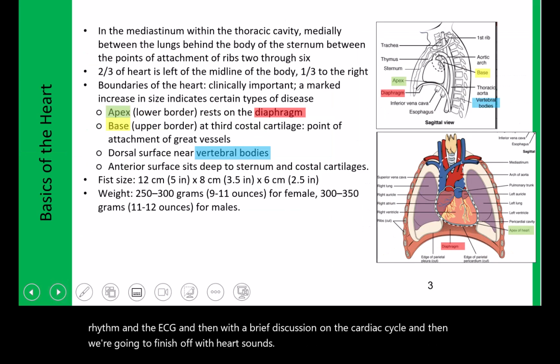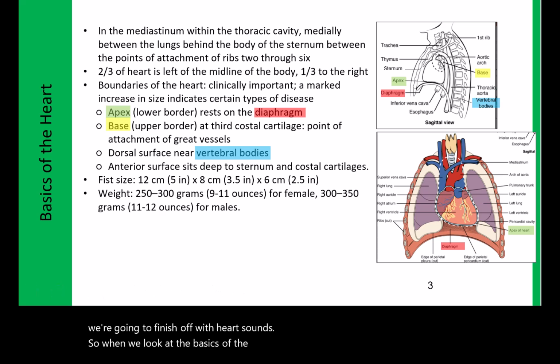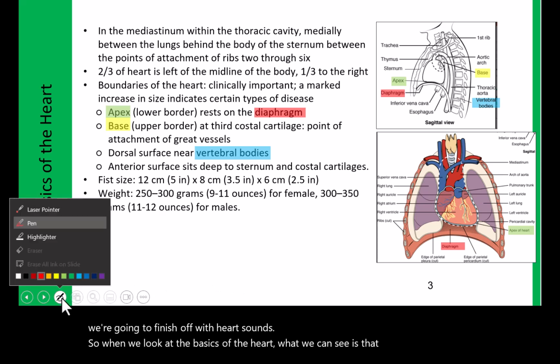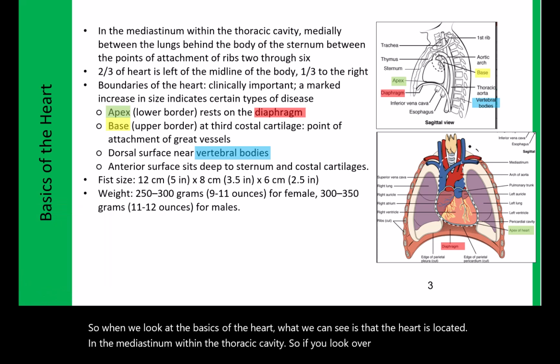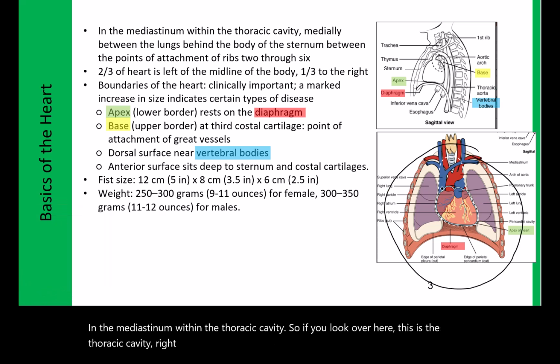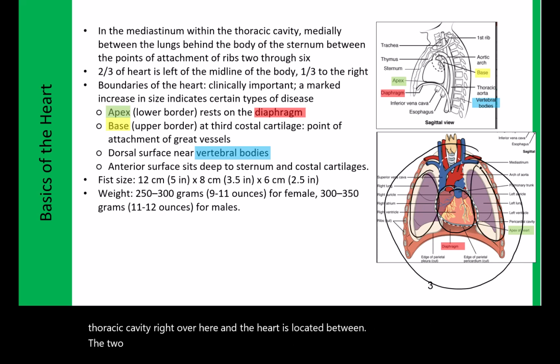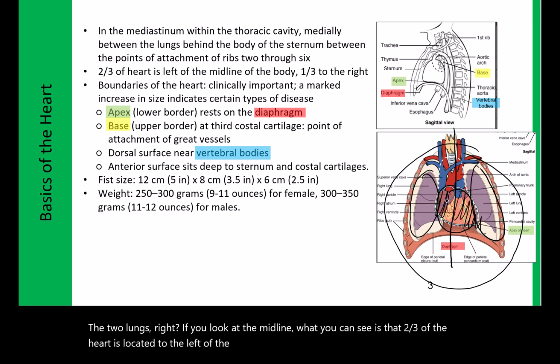So when we look at the basics of the heart, what we can see is that the heart is located in the mediastinum within the thoracic cavity. If you look over here, this is the thoracic cavity, and the heart is located between the two lungs, right? If you look at the midline, what you can see is that 2/3 of the heart is located to the left of the midline, a third is located to the right.